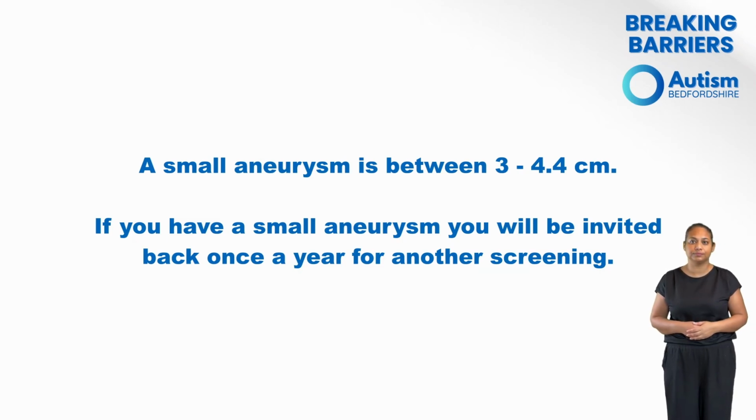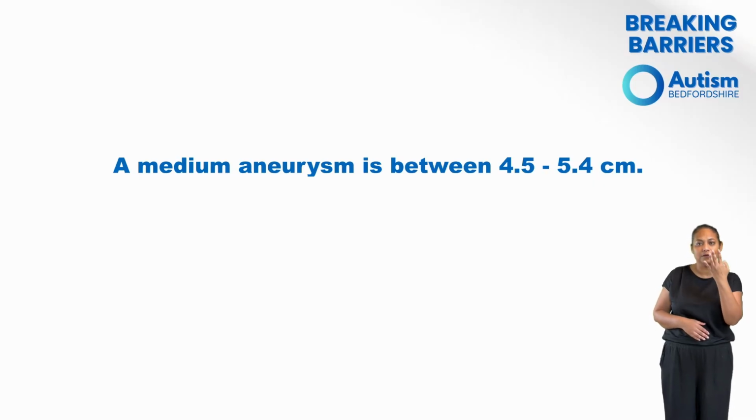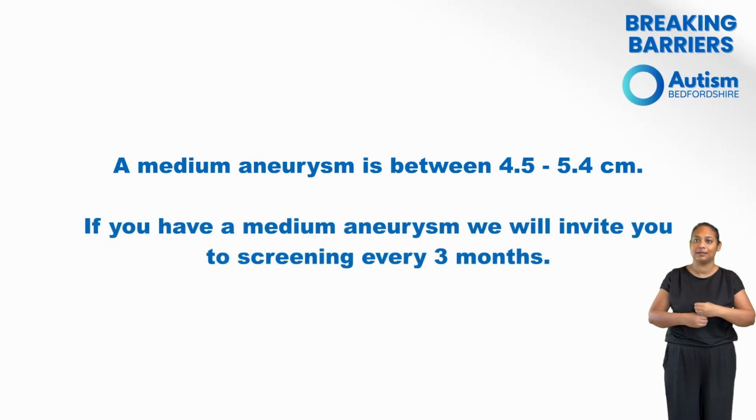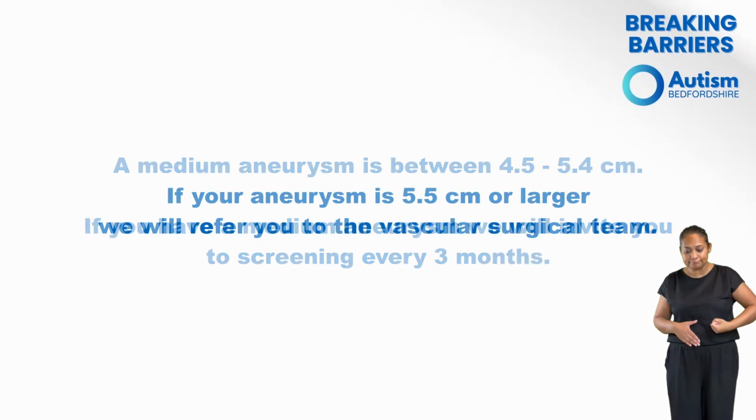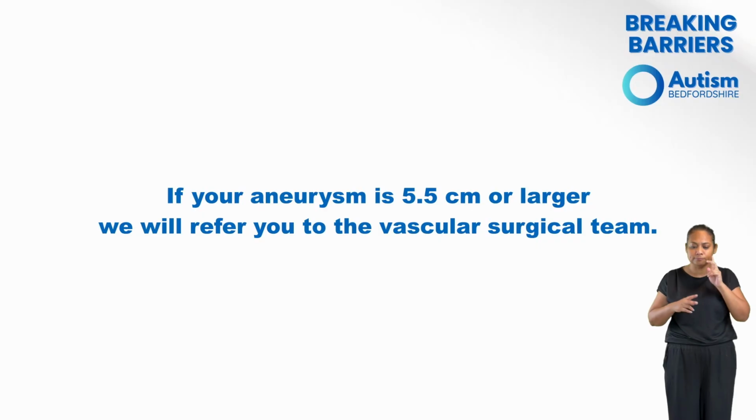When your aneurysm reaches 4.5 centimetres to 5.4 centimetres, it's then classed as a medium aneurysm, which we monitor every 3 months. If your aneurysm grows to 5.5 centimetres, we will then refer you to our vascular surgical team, who will then call you in to discuss further treatment for your aneurysm.